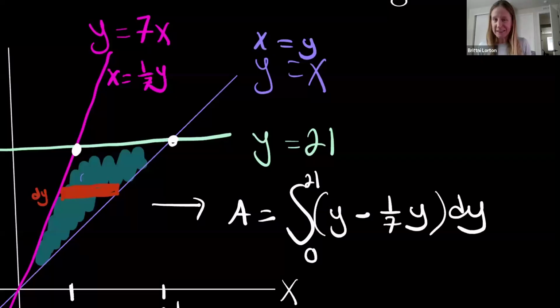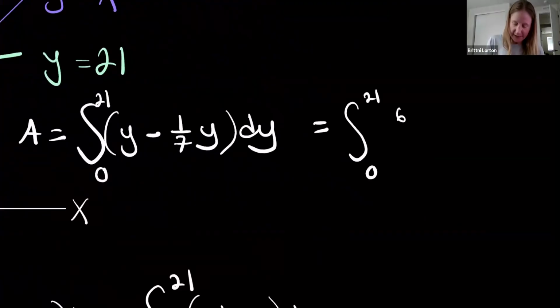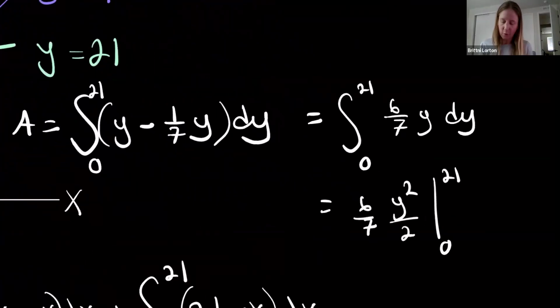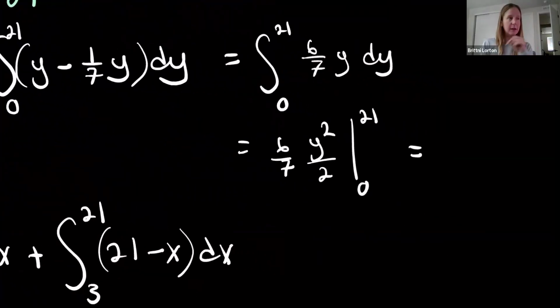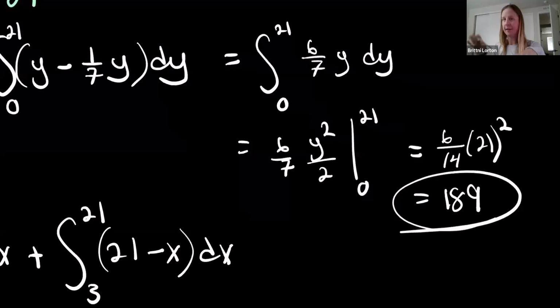See, now it's only one integral. It's easier to integrate. So I'm actually going to do the calculations for that one. That would become the integral from 0 to 21 of 6/7 y dy. I just combined my like terms, and then I would get 6/7 y squared over 2 evaluated from 0 to 21. And if I plugged in 21 and then plugged in 0, I would end up with 6/14 times 21 squared, which, if you're willing to trust me, I just typed into my calculator and I got 189.